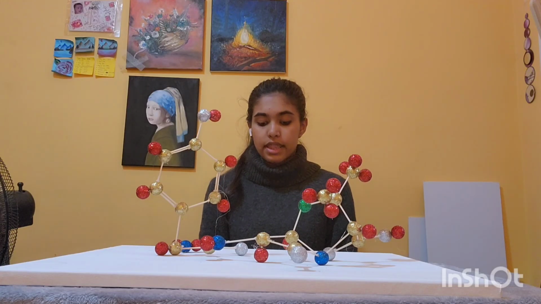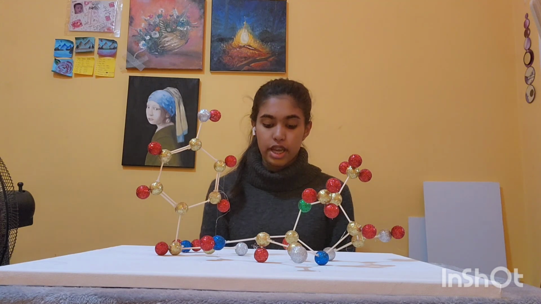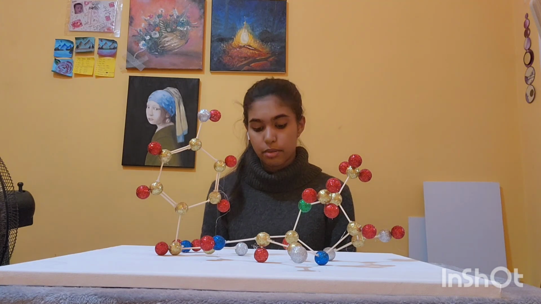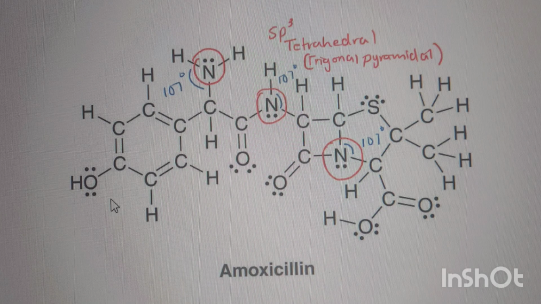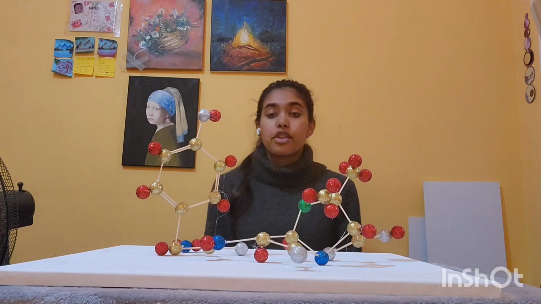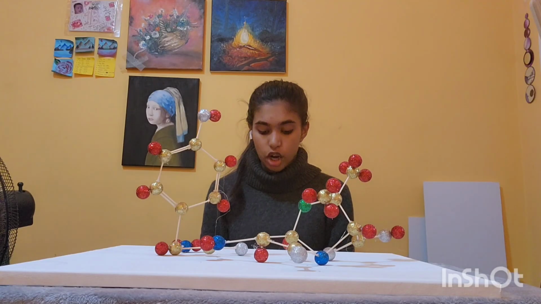Moving on to indicate the type of hybridizations the central atoms undergo, the type of bonds created, the molecular structure, and the bond angles found within the molecules. The central atom for amoxicillin is nitrogen, which undergoes sp3 hybridization. This means that it is able to make 3 bonds and has 1 lone pair. As a result, it has a tetrahedral geometric shape, and more specifically a trigonal pyramidal shape, where each angle is 107 degrees. The other central atoms, such as carbon, go through sp2 and sp3 hybridization.